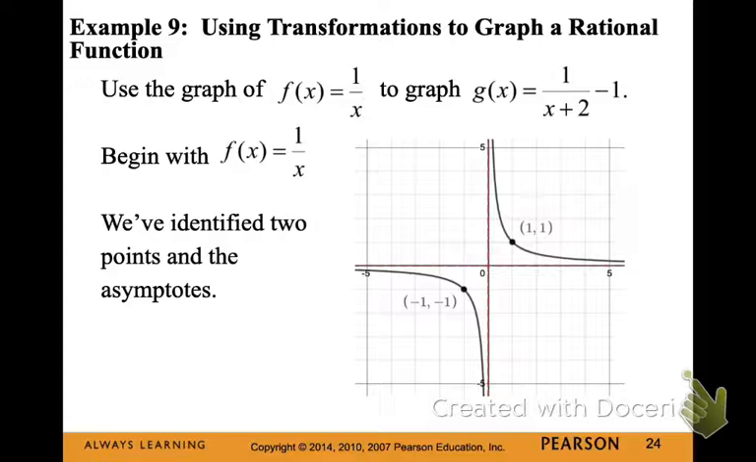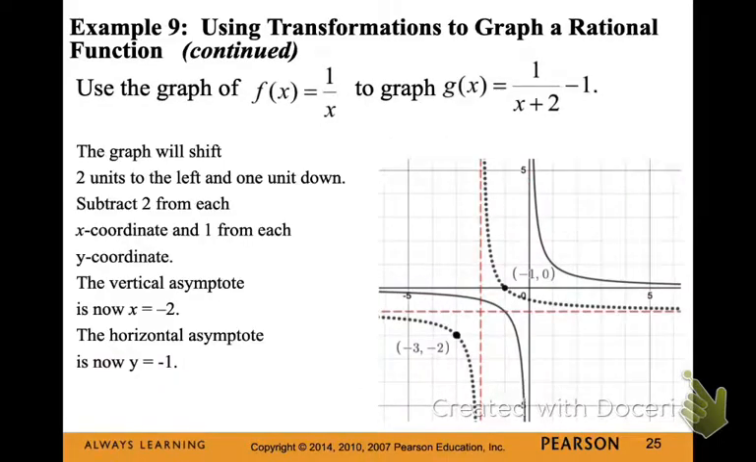Now looking at g of x, I can see I have an h value of negative 2 and a k value of negative 1. So that means my graph will shift 2 to the left and 1 down. So now look at my new Desmos graph here. I have shifted each of the points 2 left and 1 down. I can simply subtract 2 from each x coordinate and subtract 1 from each y coordinate. So now my new points are negative 1, 0 and negative 3, negative 2.